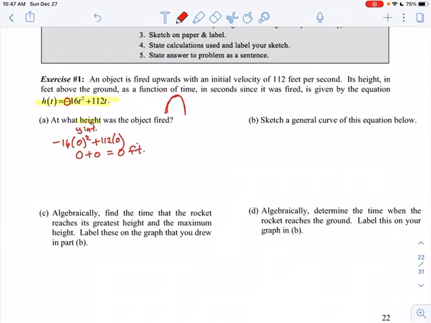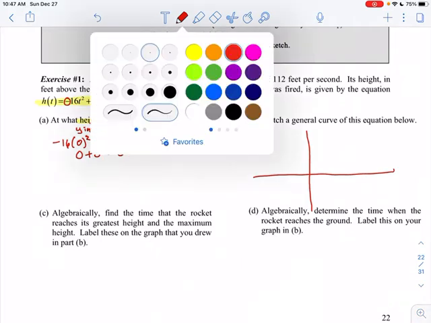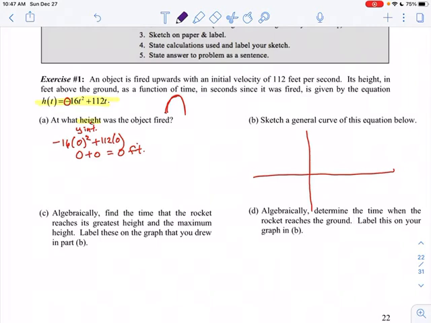All right? Let's sketch a general curve of this equation below. I already sort of did that up there, but let's put it on a graph. Okay, and I'll change the color here for my graph, but we know that it looks something like this, and then it comes back down. Now we're going to have to add in some points, and we'll do that by finding the points that we need in C and D. Algebraically, find the time that the rocket reaches its greatest height and the maximum height. Label these on the graph that you drew in part B.